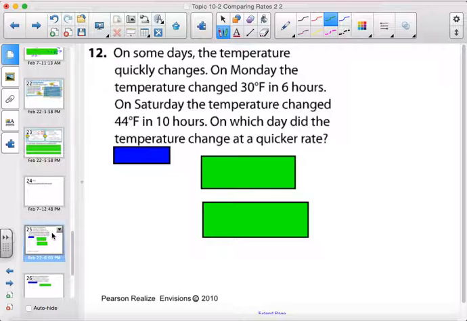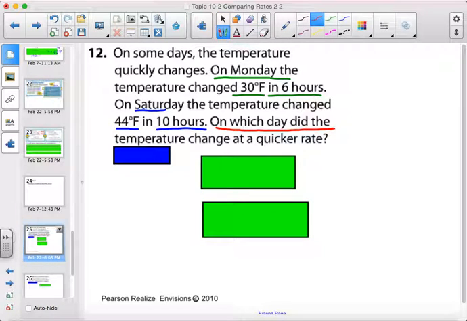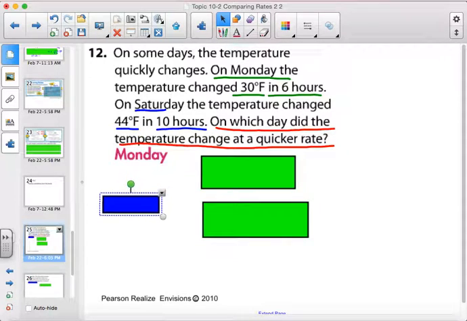On Monday, now this is important, on Monday the temperature changed 30 degrees Fahrenheit in 6 hours. On Saturday, the temperature changed 44 degrees Fahrenheit in 10 hours. And the question they ask: on which day did the temperature change at a quicker rate? In this case, if you did the work, you found out that it was Monday. And here's how you would solve it, okay?